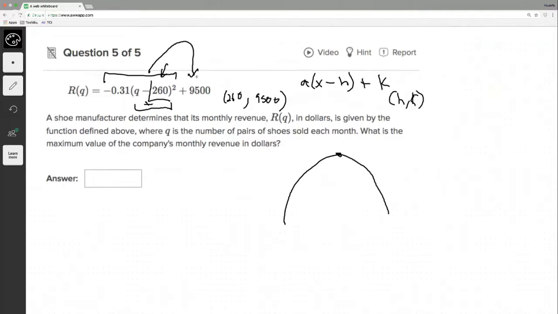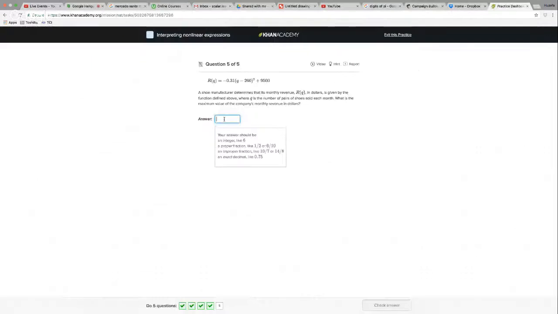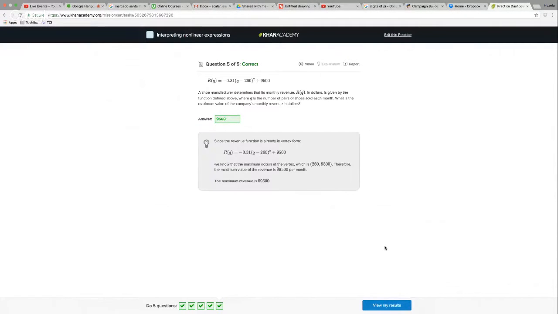So 260 shoes will be the max revenue, but it's not asking the number of shoes. It's asking the maximum value of the company's monthly revenue. Right there is 9,500. So I'm going to go ahead and insert 9,500 into our answer to make sure we're in good standing. Yes, and they concur. Okay, that's it.